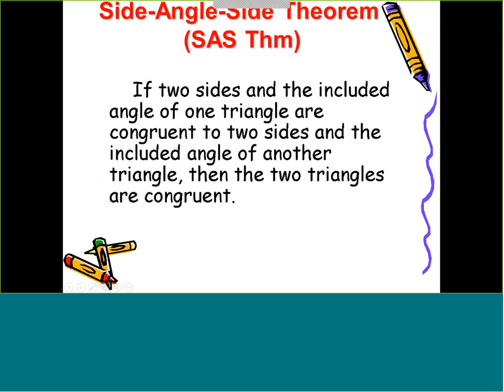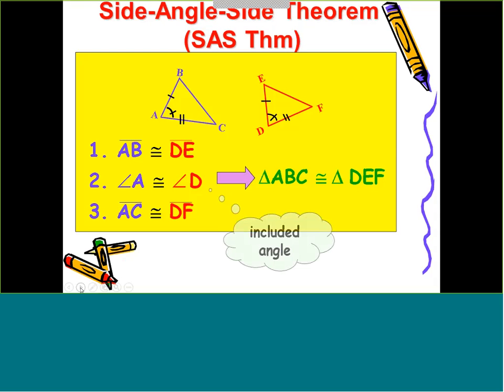Side, angle, side. Now the angle needs to be an included angle. That's the biggest part about this one. If 2 sides and the included angle of one triangle are congruent to 2 sides and the included angle of another triangle, then you know for a fact that the 2 triangles are congruent to each other. When I talk about the included angle, I'm talking about the angle that is between your 2 congruent sides. So angle A is congruent to angle D. That is the included angle because it is between the sides that are congruent.